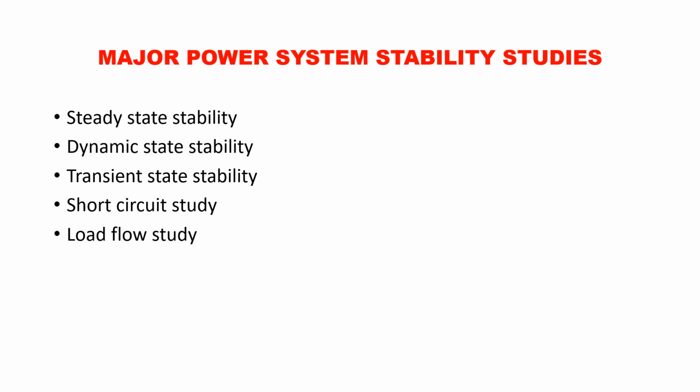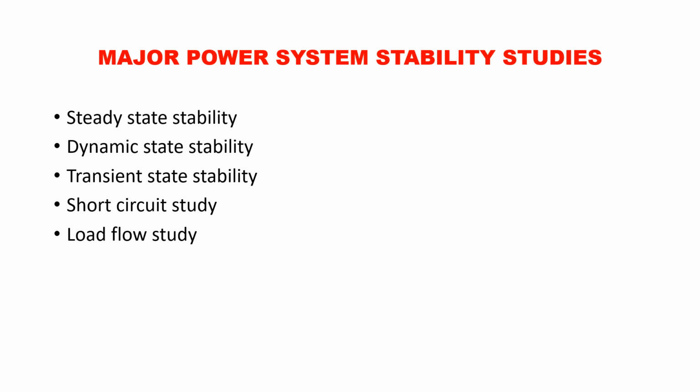Now these are the major kinds of system studies. Actually this slide should have been the first one, but I don't know why it has become the third one when I was finalizing this lecture. Anyway, the major power system studies conducted are steady state, dynamic state, and transient state, then the short circuit study and the load flow study.